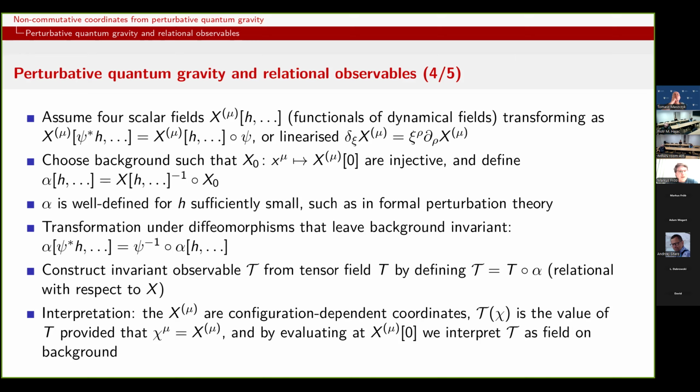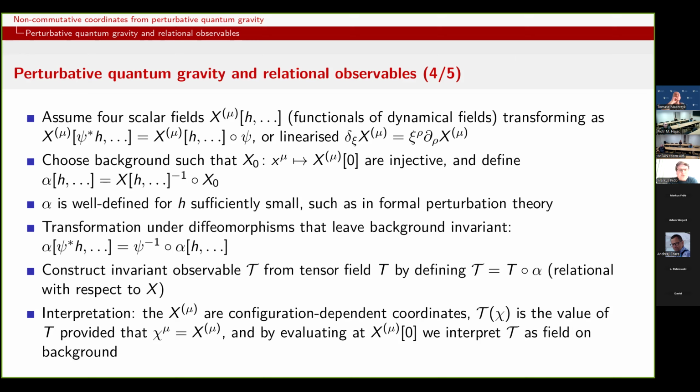Since we're doing perturbation theory, we choose a certain background that we want to look at, and we choose our four scalar fields such that the map on the background, from the background coordinates small x mu, which are also fixed now, to the value of these four scalar fields, where you set everything else to 0, is injective. And then we define the maps alpha, which is the inverse of the first one, composed with this x0.